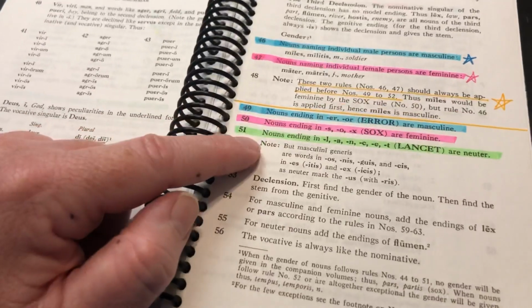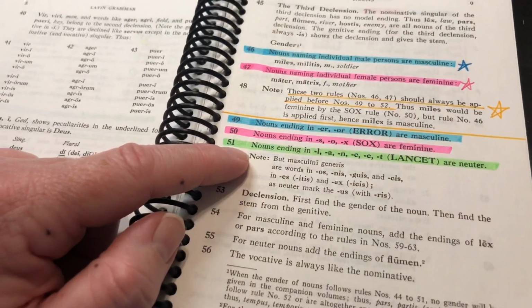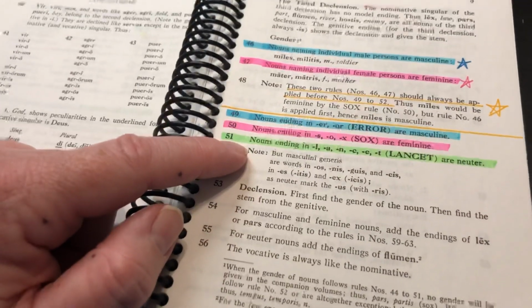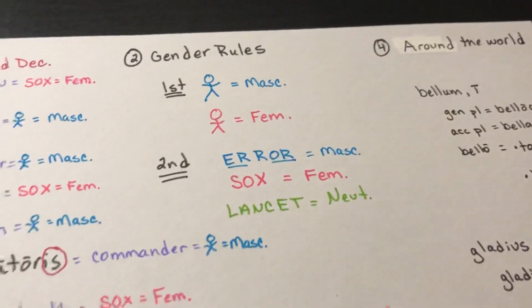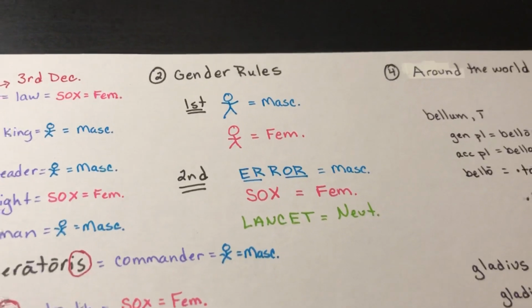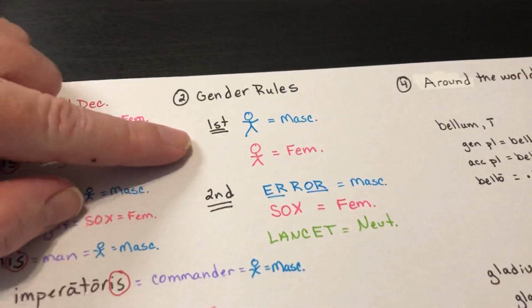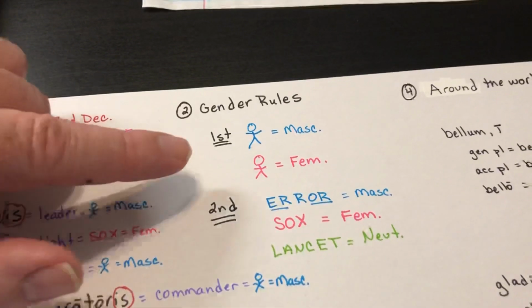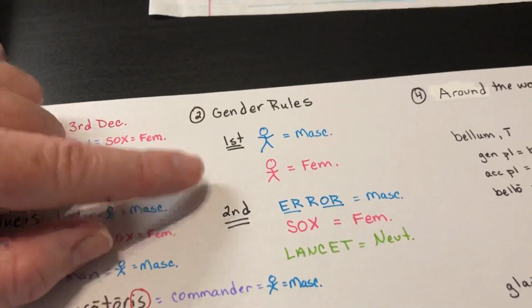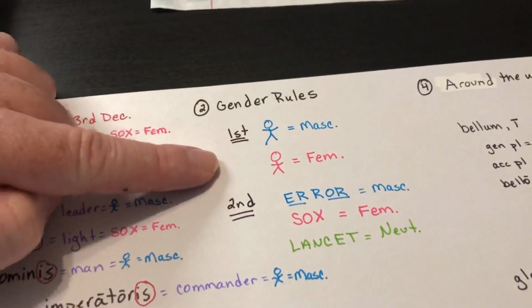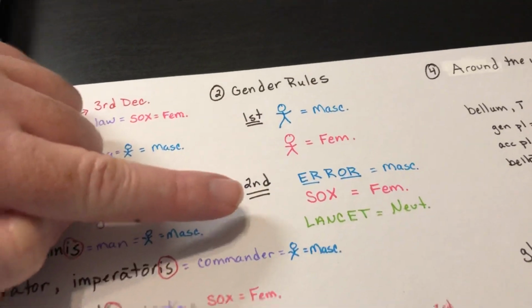And then we went into our other three rules, the -or, the -s, and the -x, I think. As we were having this conversation, I was labeling the board kind of like this right here. So first and foremost, if it names a person and it's a man, it's masculine. A female person is feminine. If it's not specifically a person, then we go to these rules.